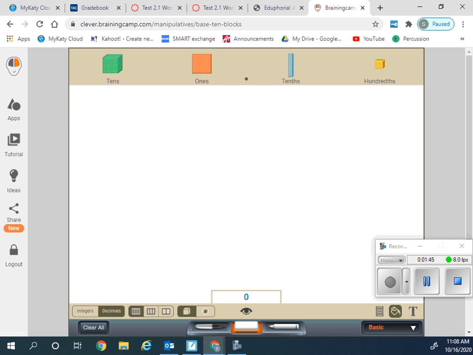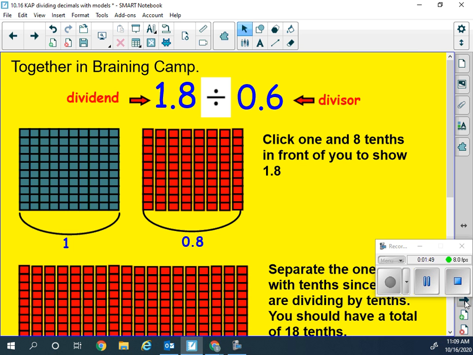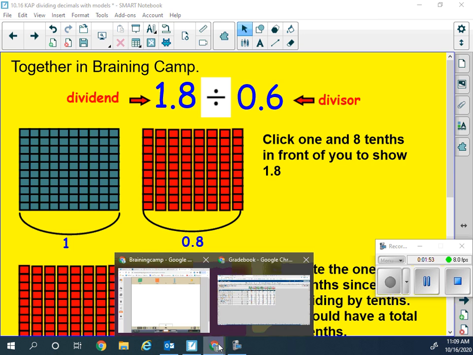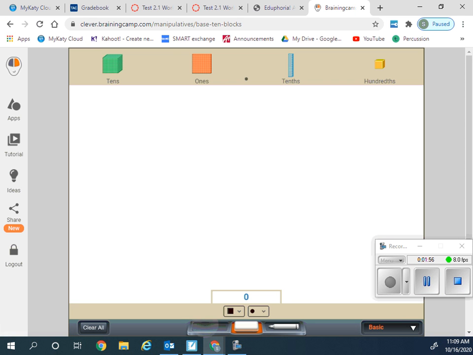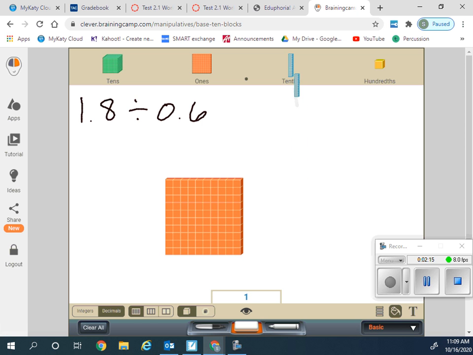Okay? Let's look at our first problem that we're going to do together. 1.8 divided by 0.6. Okay, so let's write that down. 1.8 divided by 0.6. Okay, so 1.8. What do I need to pull down? Tell me, guys. 1 whole, and then 8 tenths.